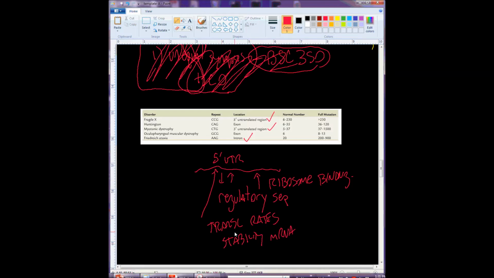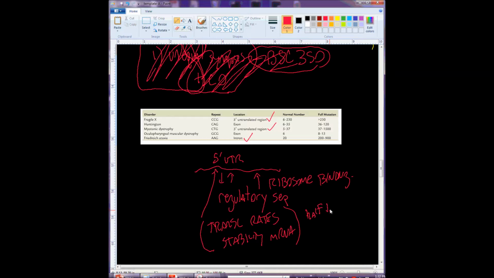So messenger RNAs, once you make them, they don't last forever. There are proteins that degrade messenger RNAs, and they have a certain half-life. So some messenger RNAs stay around longer than others, and a half-life is just the amount of time it takes for half of the identical messenger RNAs to be destroyed.